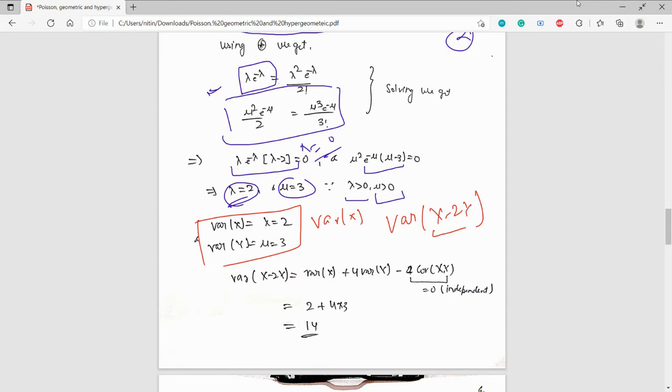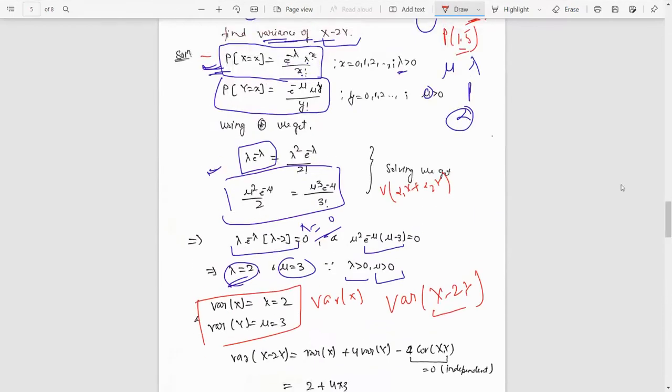So in this case, we have the variance of x minus 2y, and let's see the variance formula in general. Let's say you want to find the variance of alpha 1 x plus alpha 2 y. In this particular case, it's going to be alpha 1 squared variance of x plus alpha 2 squared variance of y plus 2 alpha 1 alpha 2 covariance of x comma y. This is the general rule for finding the summation of two random variables.